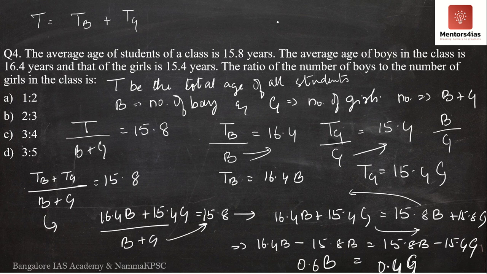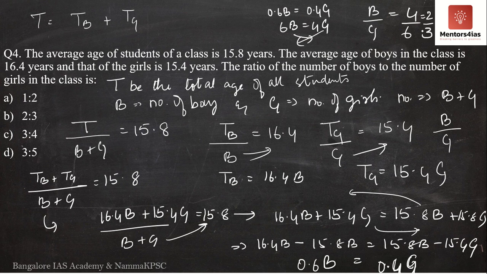I'm going to write this over here at the top. So what do we have? We have 0.6b is equal to 0.4g, or 6b is equal to 4g. I can write this as b by g is equal to 4 by 6. Taking 6 here and g here, b by g is equal to 4 by 6, or it is equal to 2 by 3.